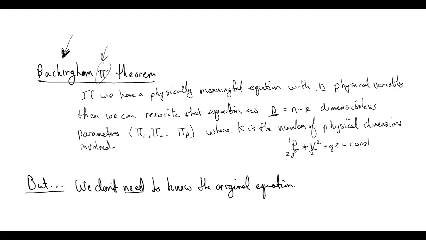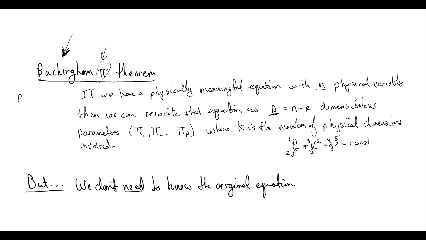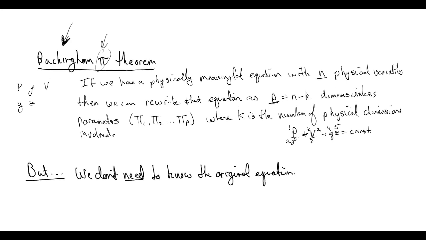So if we were to look at this equation, we would say that it has 1, 2, 3, 4, 5 physical variables, okay? So it has pressure, we're going to write these over here on the left-hand side, density, velocity, gravity, and height as its physical variables, variables that are related to physical things that are physically realizable, right? A constant, for example, is not physically realizable. Then we can rewrite that equation as P is equal to n minus k dimensionless parameters, where k is the number of physical dimensions involved.